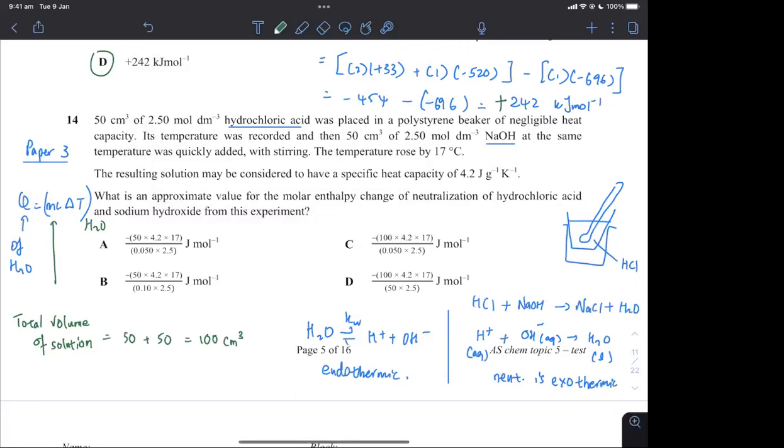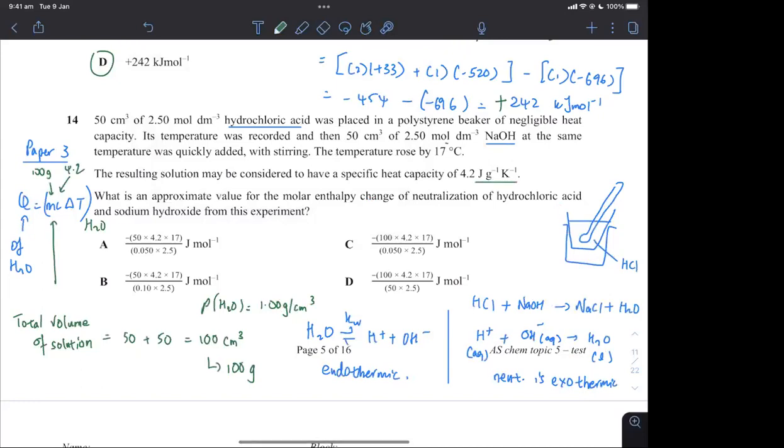You should also know that density is mass over volume. Density of water is 1.00 gram per cm3. When you have 1 cm3 of water, you have 1 gram. When you have 1 gram of water, you have 1 cm3. So 100 cm3 is 100 gram. So your mc delta T is 100 gram or 100 cm3 of water, 4.2 joule per gram per Kelvin.